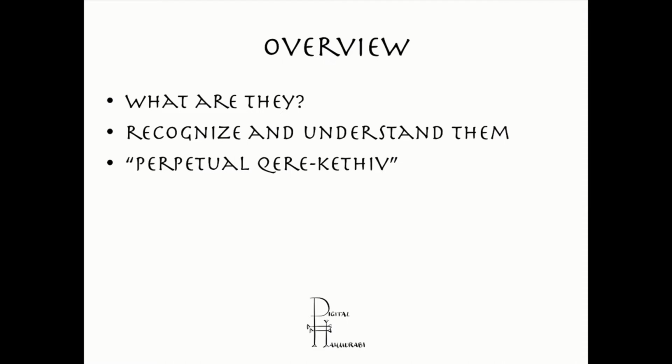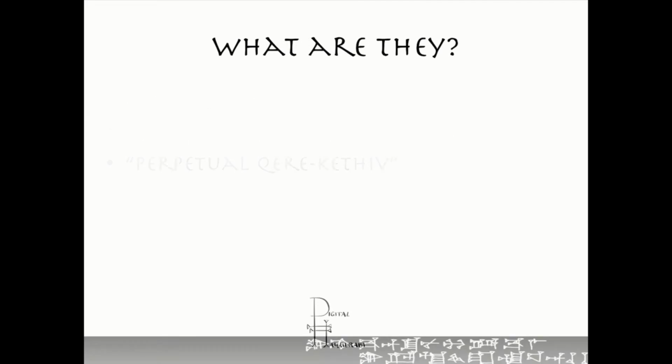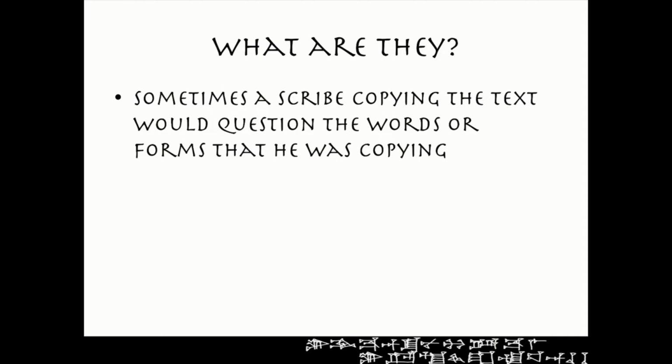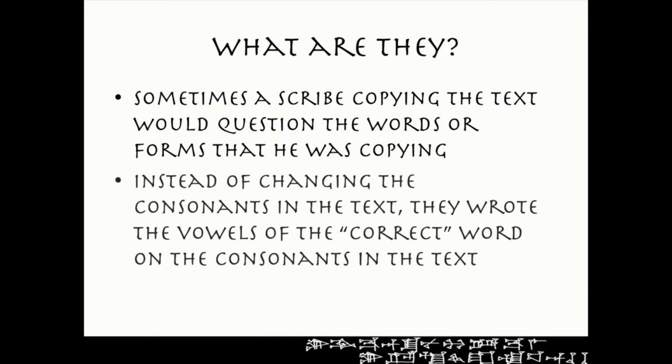the Hebrew text. So let's just take a look at it and see if we can break it down in understandable terms. Sometimes a scribe who is copying the text would question the words or the forms that he was copying. So let's say he's copying through the book of Genesis, and he sees a word in the text and he thinks, I think this is wrong. I think this is an error. The problem is that they considered that text sacred, so they didn't want to just go changing it. They didn't want to write what they thought was the correct form.